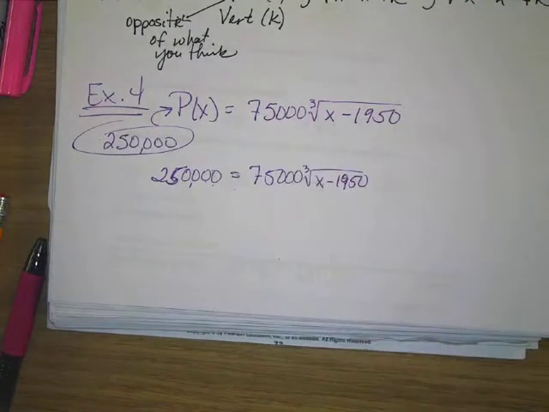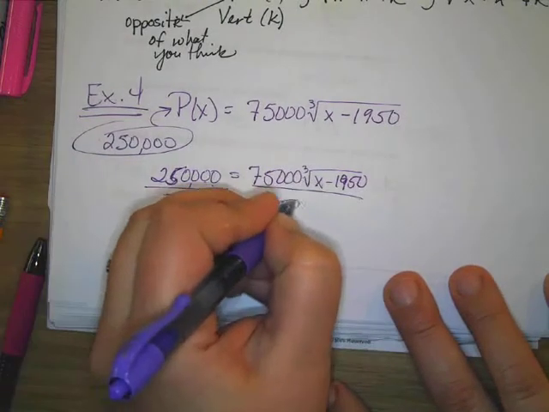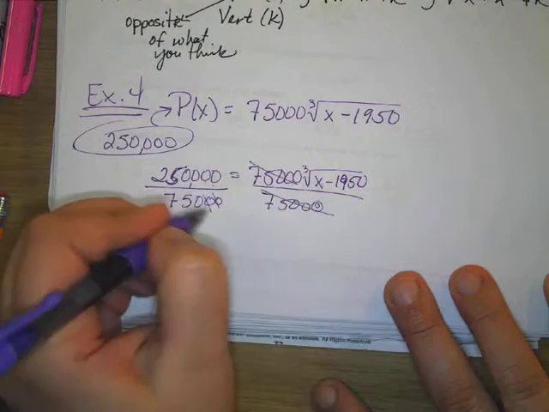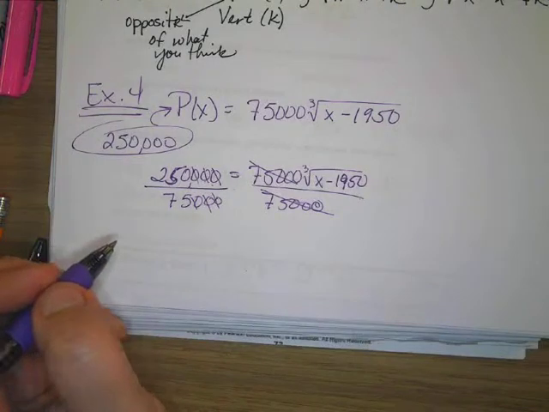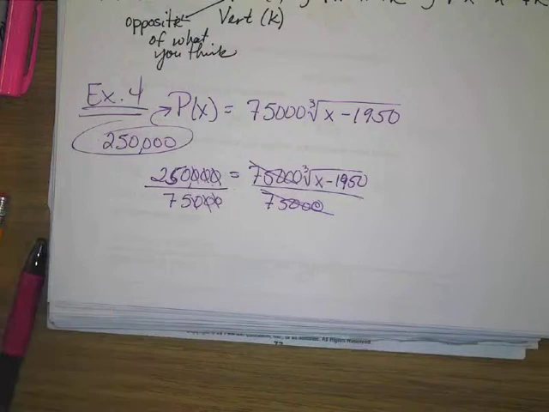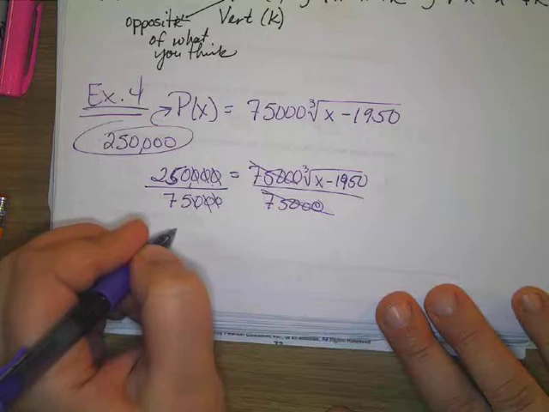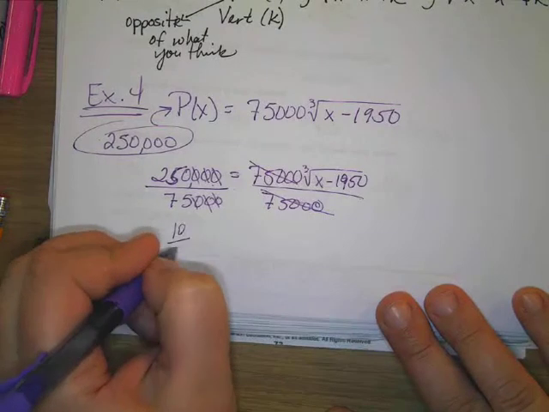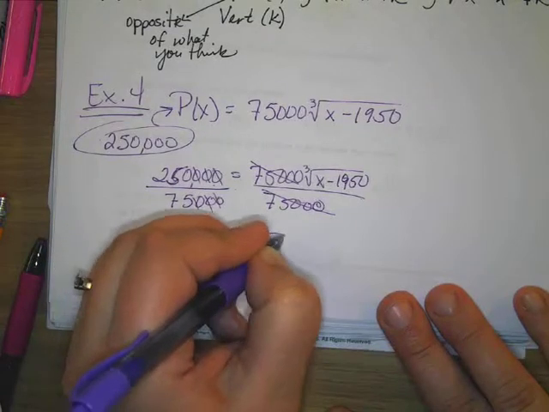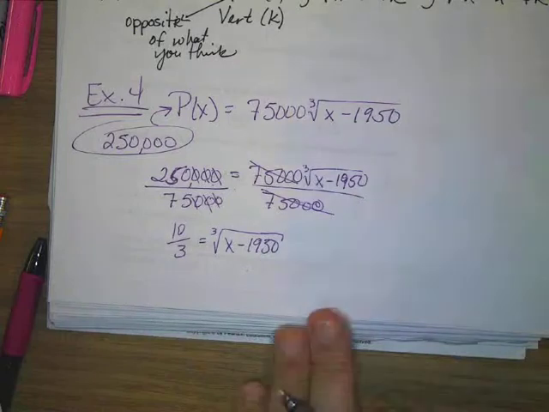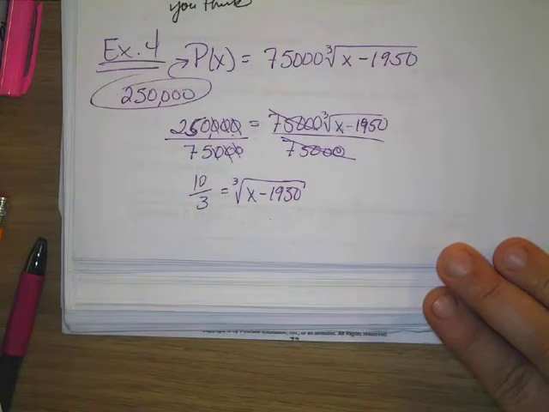What are we going to do first? Divide by 75,000. Look, it's already more fun. How many times does 75 go into 250? Like 3 1/2. 3 1/3. It's 3 1/3. So 3 1/3 is the same thing as 10/3. Why am I keeping it as a fraction? Because it's easier. It's a repeating decimal. It's going to be easier to cube it, right? Okay. Are you okay? Yes, ma'am. 3 1/3, same thing as 10/3.